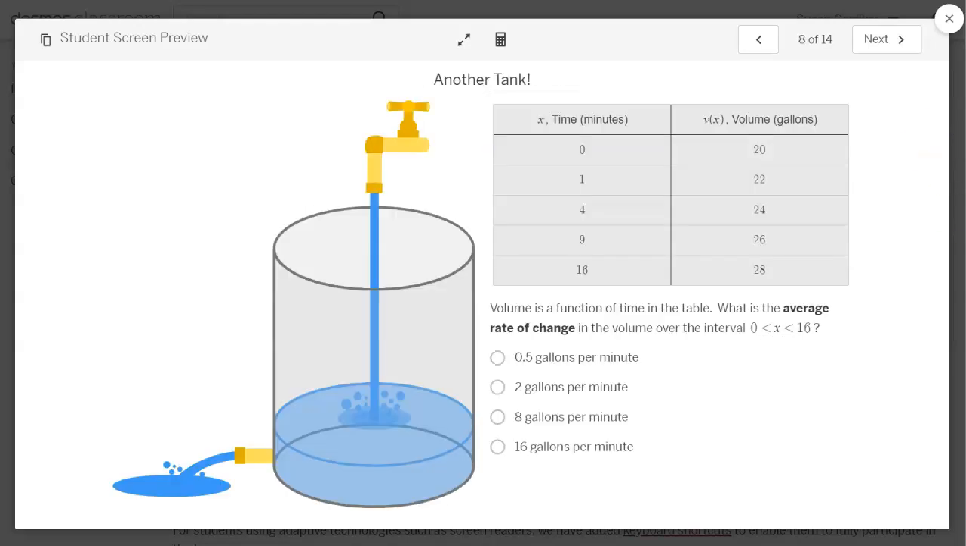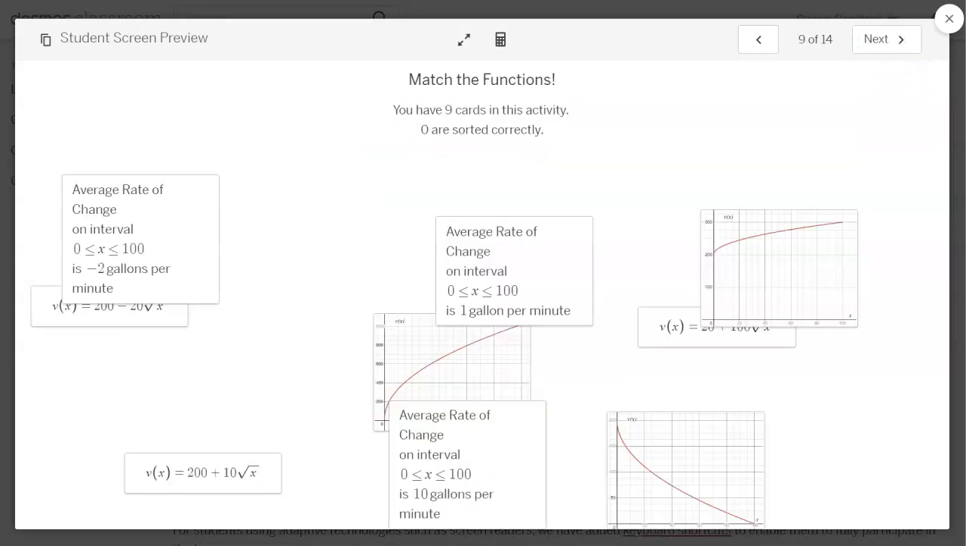Here they're given a table that's completed for a different tank again, and they're asked to find the average rate of change over the interval 0 to 16. So instead of using the equation, they are now using values from a table. And then finally, they have a card sort activity. There are 3 functions here, so they will do 3 graphs, match those with 3 equations, and then the description about the average rate of change over an interval.